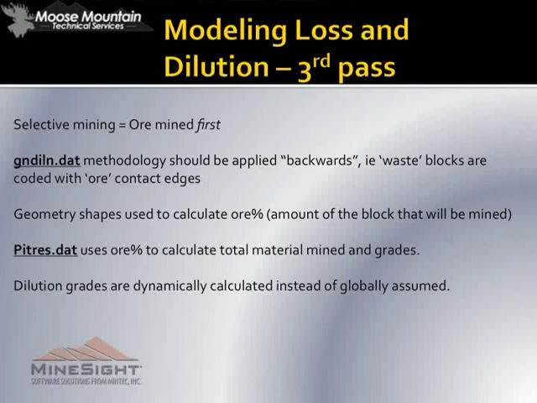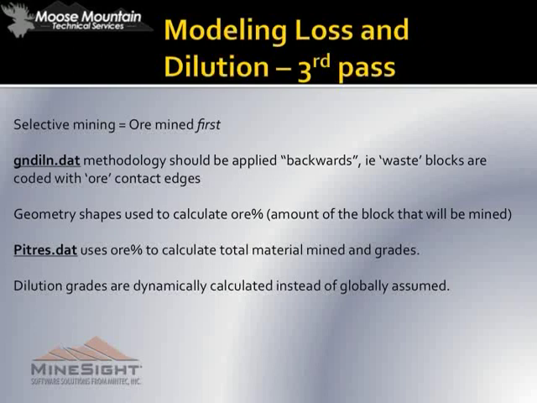So we took the GNDILN and flipped it backwards and said, okay, how many ore contact edges does a waste block have? So when I mine the ore block, how much waste is going to come from this block with that? And we use those geometry shapes and just kind of work backwards to calculate a hybrid of a kind of ore percent. So this block is ore, it's going to be 100% mined. This block has one ore boundary, so part of it's going to be mined with that ore block.